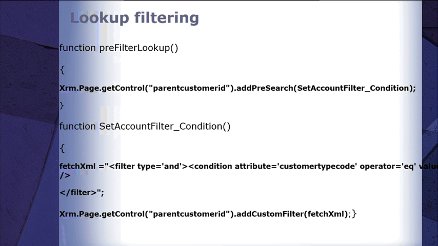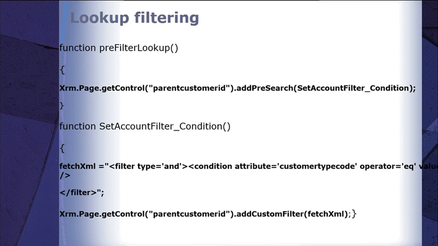So let's have a look at how we can use these functions. Let's first see how we can filter our lookup views in 2013. You can see here we have two functions basically. The first one is the pre-filter lookup, where we are using the pre-search method that is new to 2013, and it will add that filter to the lookup view of the parent customer ID. So first we need to design our filter function. That is our second function, set account filter conditions.